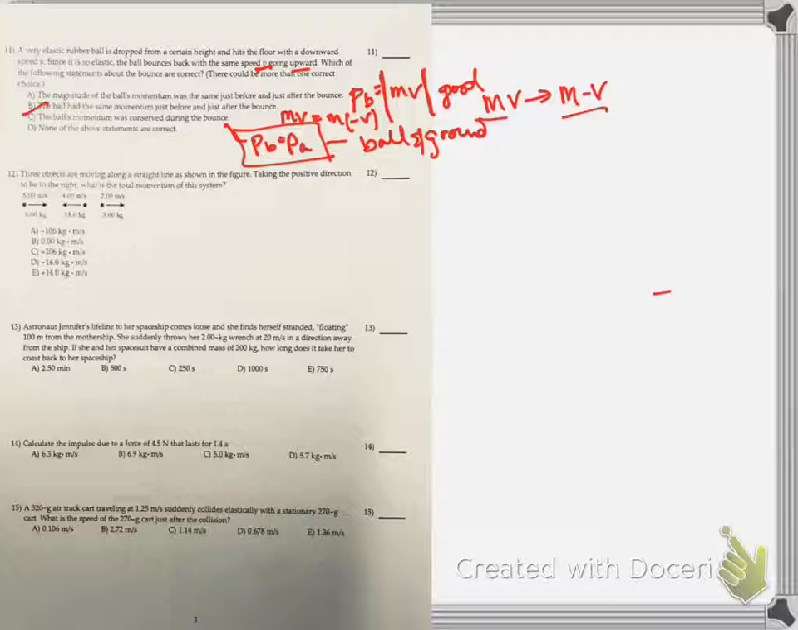The ball's momentum was conserved during the bounce. That is also incorrect. Normally we say p before equals p after is always true, but this is for the entire system, sort of the ball and the ground. Think about it. mv is turning into m negative v. That's not conserved. Right? They're opposite. None of the above are correct, so that can't be. So A is our answer for this one.